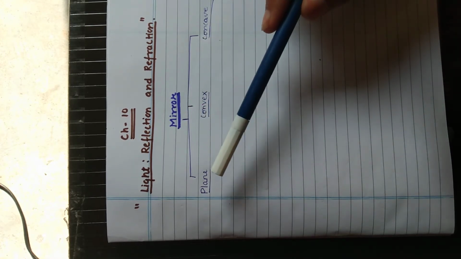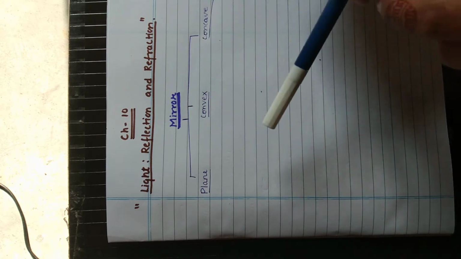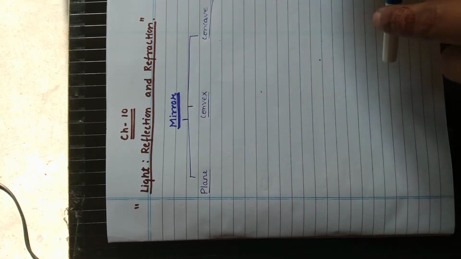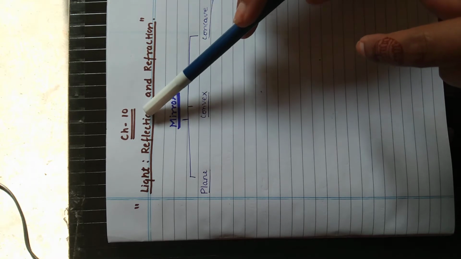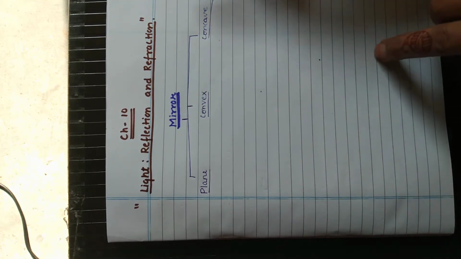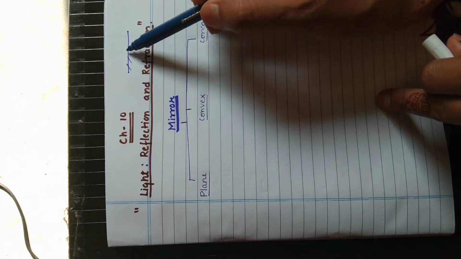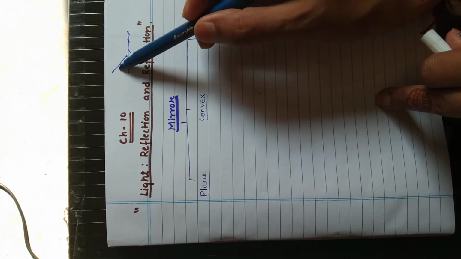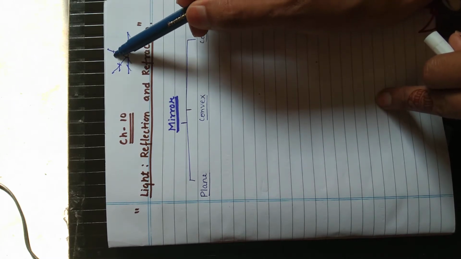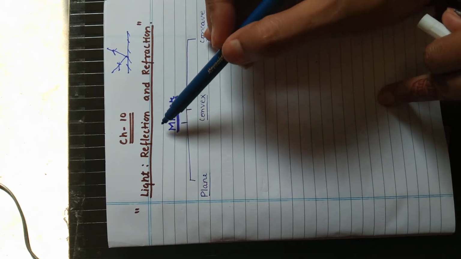Generally there are three types of mirror. What is actually a mirror? Any reflecting surface is called a mirror, because we will study the phenomenon of reflection. And what is reflection? Whenever light strikes any reflecting surface, it gets bounced back. So this is a reflecting surface, and a good reflector is a mirror.